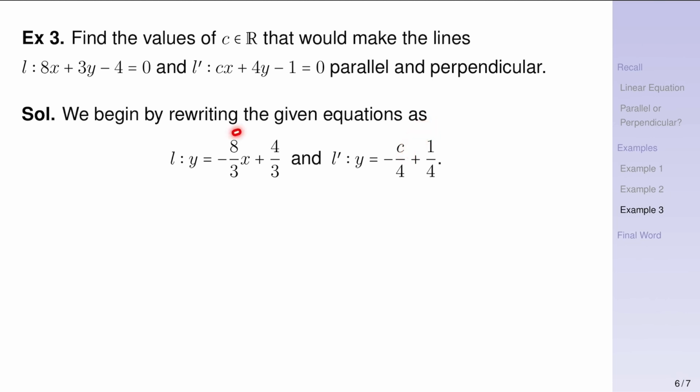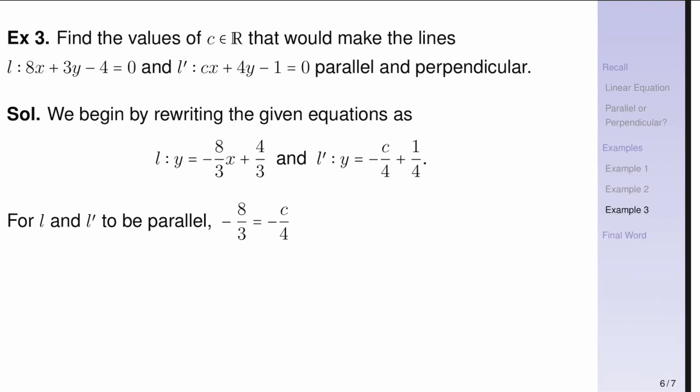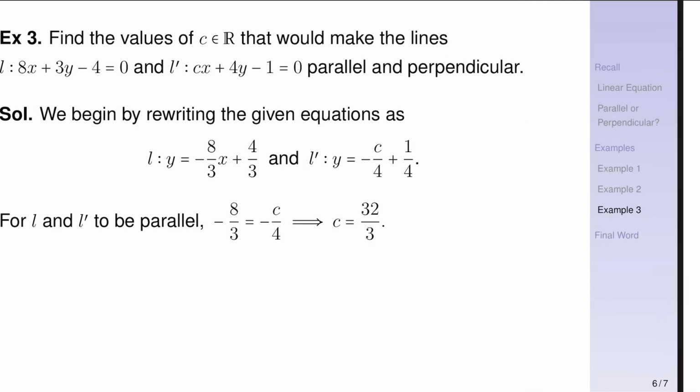Once you have that, we can easily determine the slopes of these two lines. The slope of the line L is given by negative 8 over 3 and the slope of the line L prime is given by negative c over 4. Again, there's an x here. So for these two lines to be parallel, we know that their slopes must be equal. Or in other words, negative 8 over 3 equal to negative c over 4. Simplifying, you can easily obtain that c is equal to 32 over 3.